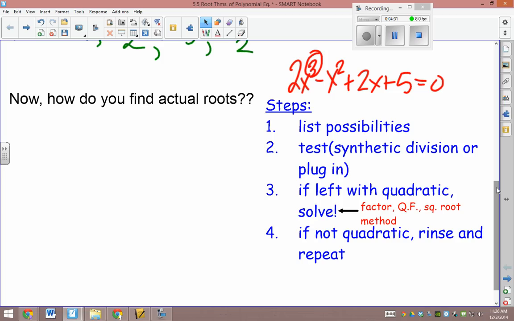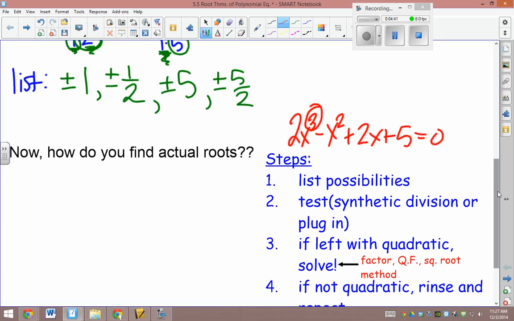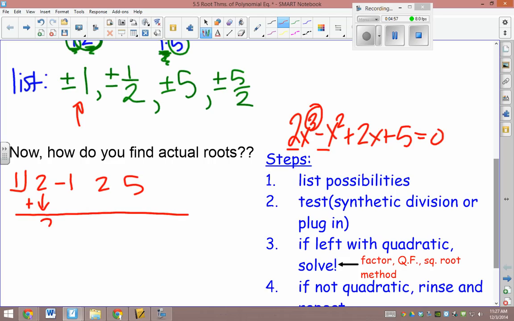When you test these possibilities, you can do this one of 2 ways. I think the faster way is to do synthetic division. So you're going to take your root and you're going to put it in the press box. So for instance, if I want to test, I'm starting here, I'm going to test positive 1. I'm going to put that in the press box. Then I'm going to put the coefficients of my polynomial going across the top here. So 2, -1, 2, and 5. And I'm going to do synthetic division with this. So first step is to drop down the 2. Then we're going to multiply by 1. That's 2.